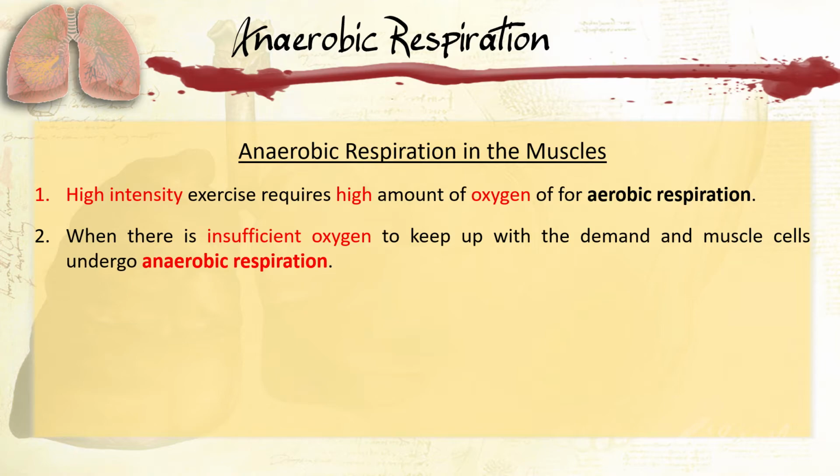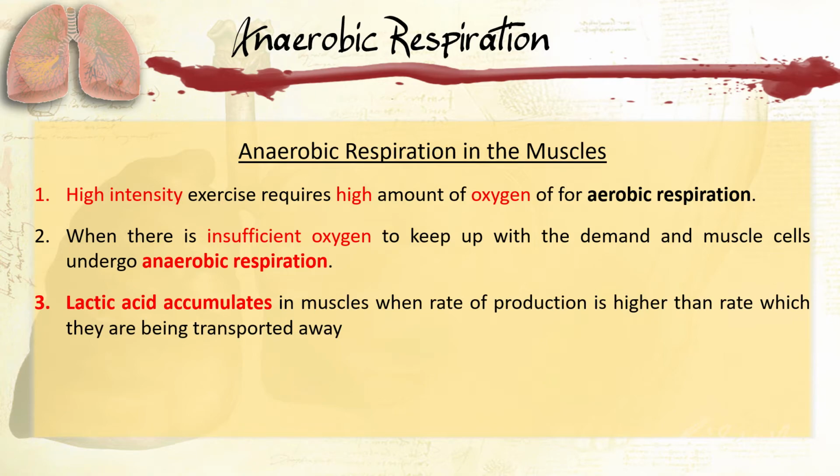When there's insufficient oxygen to keep up with the demand of our muscle cells, they will undergo anaerobic respiration. Anaerobic respiration occurs when the demand for oxygen is high and there is insufficient oxygen. That means the amount of air we breathe in cannot keep up with the intensity of our exercise.